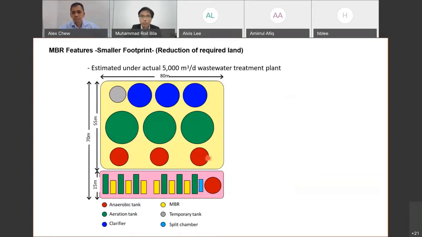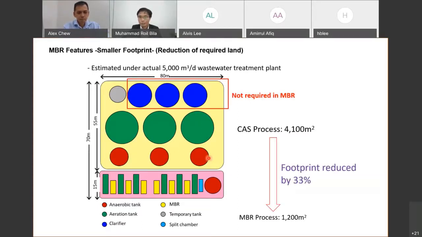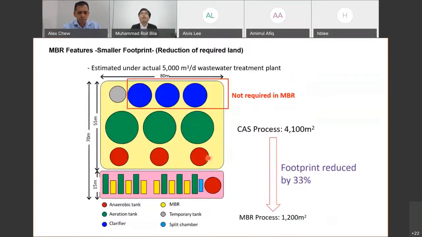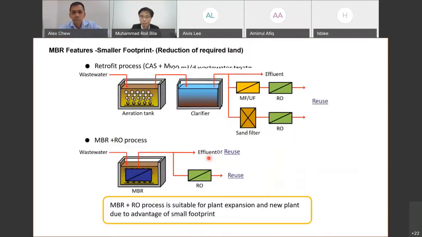So when you use MBR, we don't need this one. So we can reduce the land requirement by up to 23%. Okay. So how if we face a problem of water shortage? We want to use our effluent in the process.